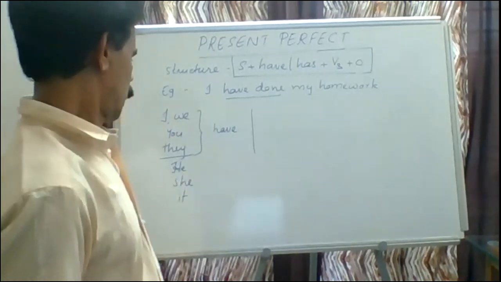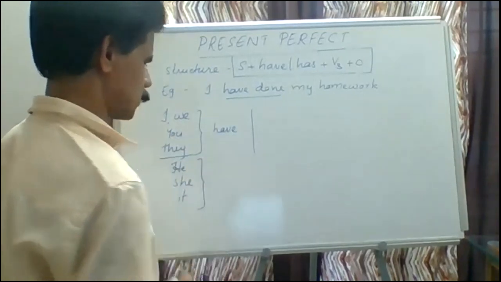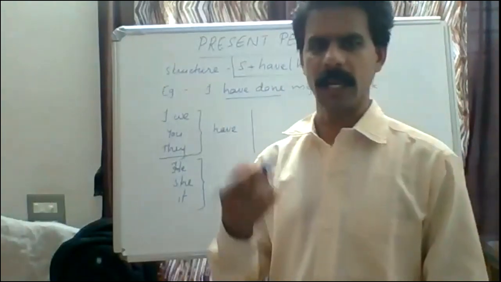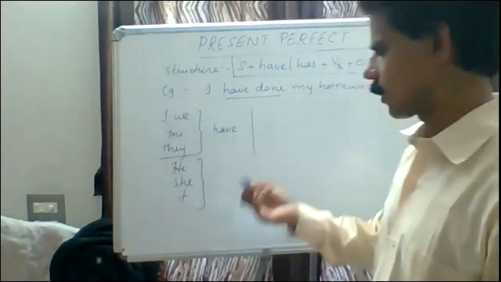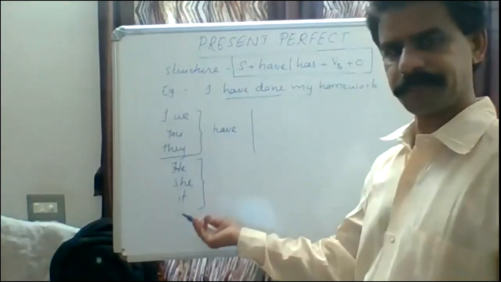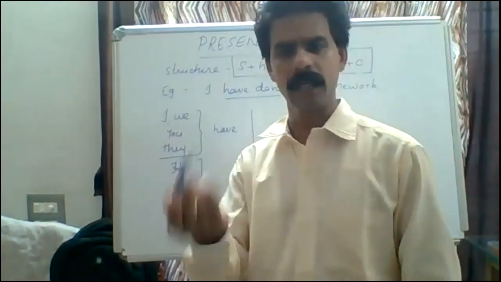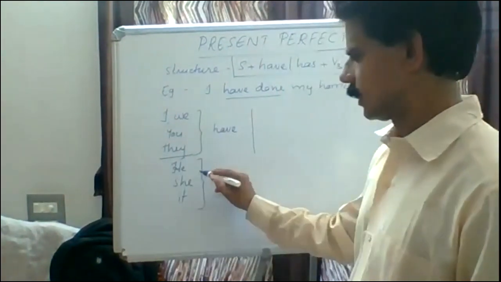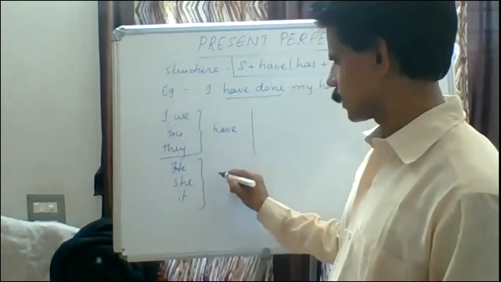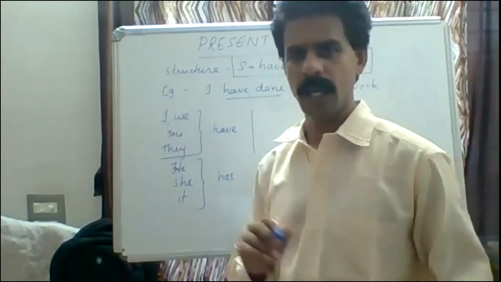He, she, it. Here, mainly we use the pronouns. Pronouns are the subjects. As with all other tenses, you can use any form, any pronoun as a subject or any noun as a subject. But here, after he, she, it, you have to use has.